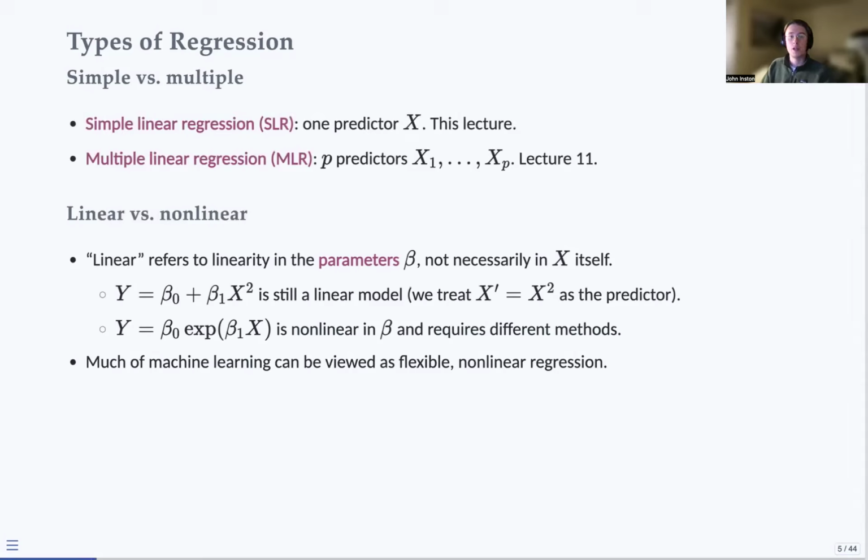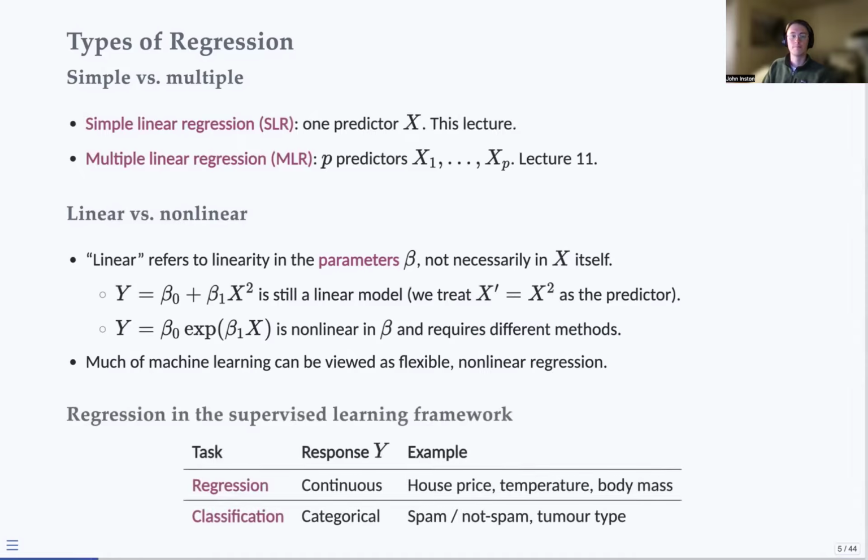And obviously, much of machine learning you can view as this more flexible non-linear regression, which is why we can't easily understand its structure. We don't impose this linear restriction initially in the model, which gives the model flexibility, but then we sacrifice the ability to interpret it in an easy to digest way. So regression is technically a type of supervised learning framework.